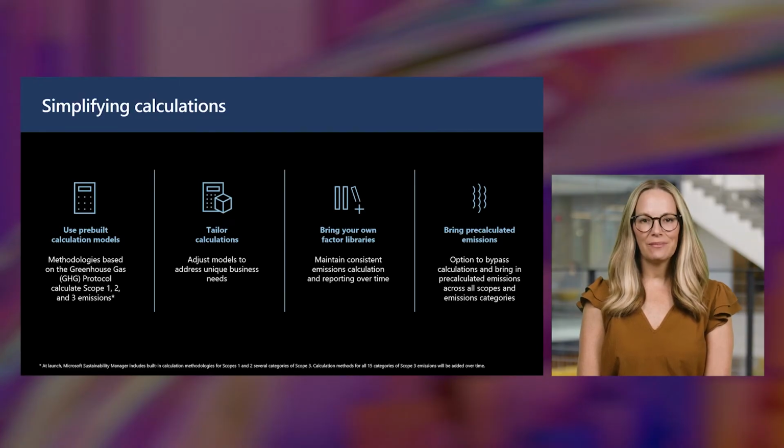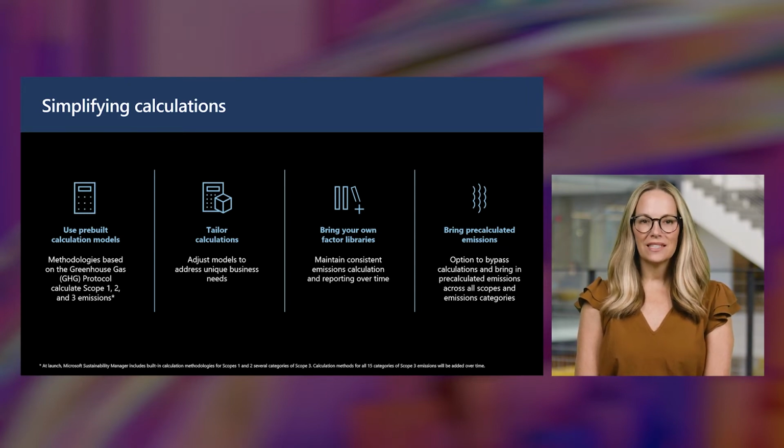Before we calculate our Scope 3 transportation emissions, let's once again take a step back and look at this process. Microsoft Sustainability Manager also simplifies the process of calculating emissions that result from Scopes 1, 2, and 3 activities by providing pre-built calculation models based on the Greenhouse Gas Protocol. At launch, calculation models are included for Scopes 1, 2, and several categories of Scope 3 emissions. Calculation methodologies for all 15 Scope 3 categories will be added over time.